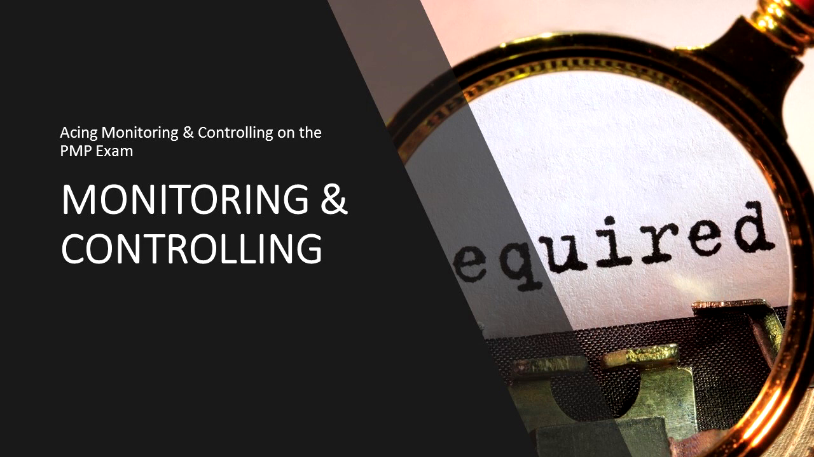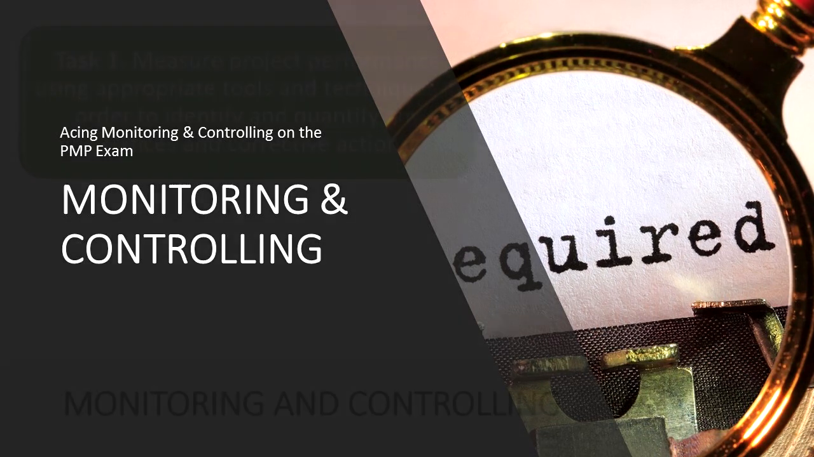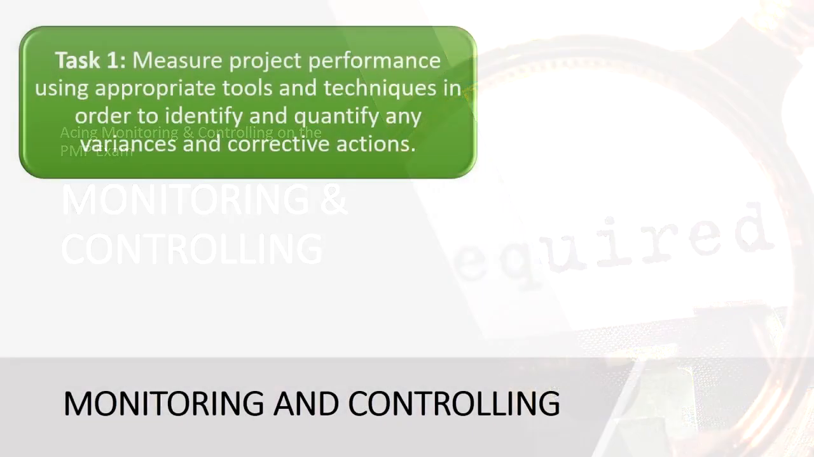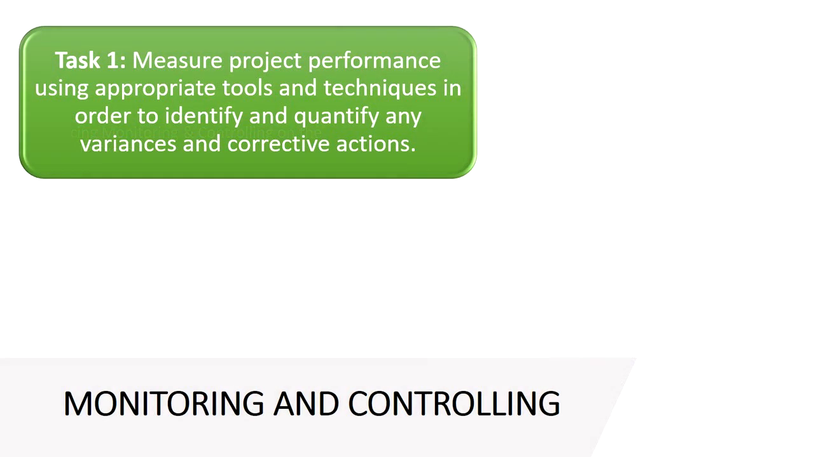So let's talk about the Monitoring and Controlling Process Group. To ace monitoring and controlling on the PMP exam, you should be aware of the 7 tasks. You should be able to perform the 7 tasks. The first task is measure project performance using appropriate tools and techniques in order to identify and quantify any variances and corrective actions.